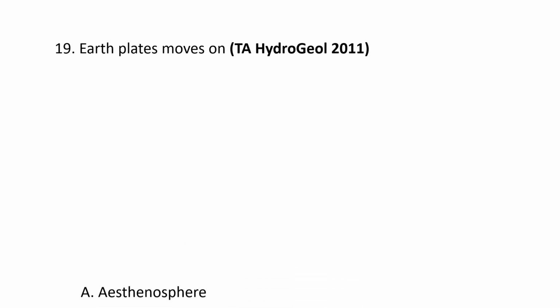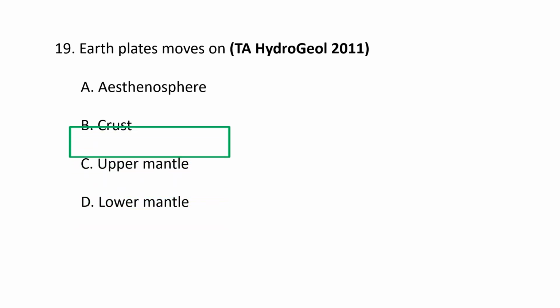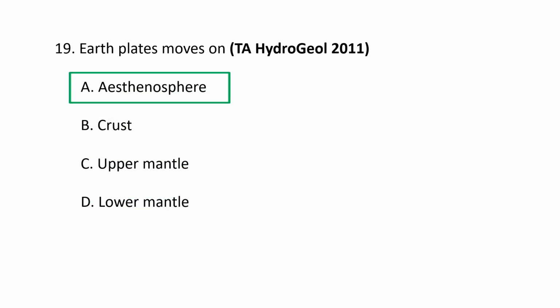Next question. Earth plates move on A. asthenosphere, B. crust, C. upper mantle, and D. lower mantle. Earth plates move on asthenosphere. The Earth's tectonic plates move on the asthenosphere. It is a layer of the mantle that's weaker and less rigid than the lithosphere above it.